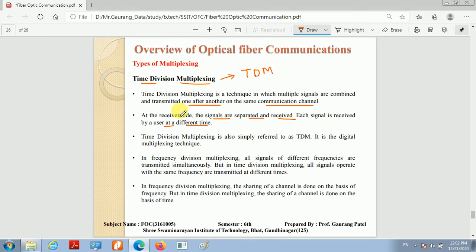So the main difference between FDM and TDM: in frequency division multiplexing, all the signals of different frequencies are transmitted at the same instant of time or simultaneously. But in time division multiplexing, all the signals operate with the same frequency but are transmitted at different times. So this is the key difference between FDM and TDM.